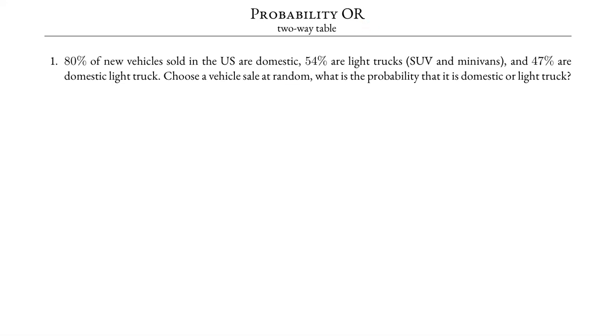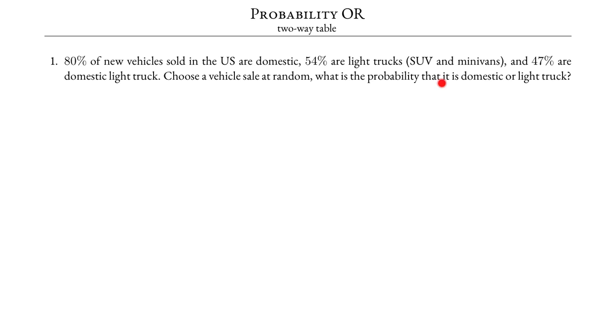Probability OR using a two-way table. 80% of new vehicles sold in the United States are domestic. 54% are light trucks. These are SUVs and minivans. And 47% are domestic light trucks. Choose a vehicle sold at random. What is the probability that it is a domestic or light truck?